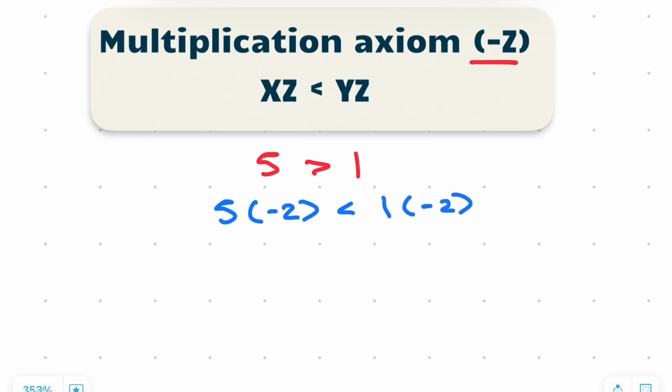So this would tell us that 5 times negative 2 is less than 1 times negative 2. Is that correct? Well, yeah. 5 times negative 2 is negative 10, and 1 times negative 2 is negative 2. So we clearly see why this multiplication axiom holds true.